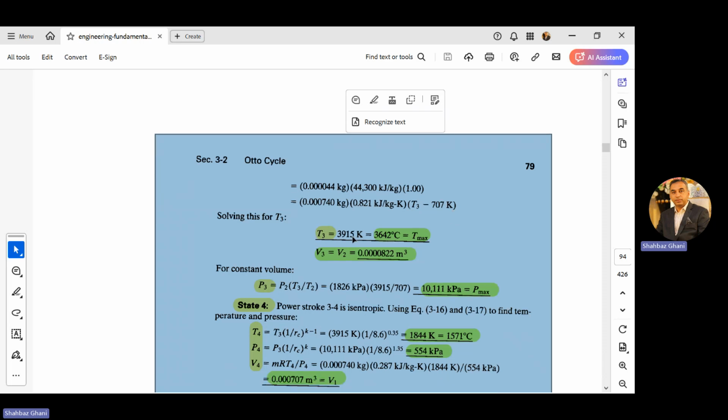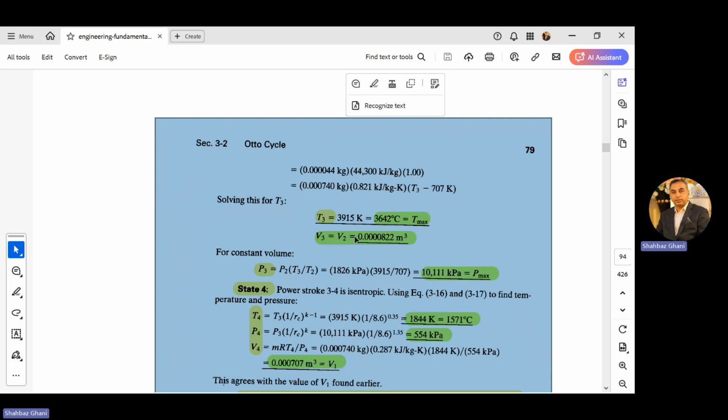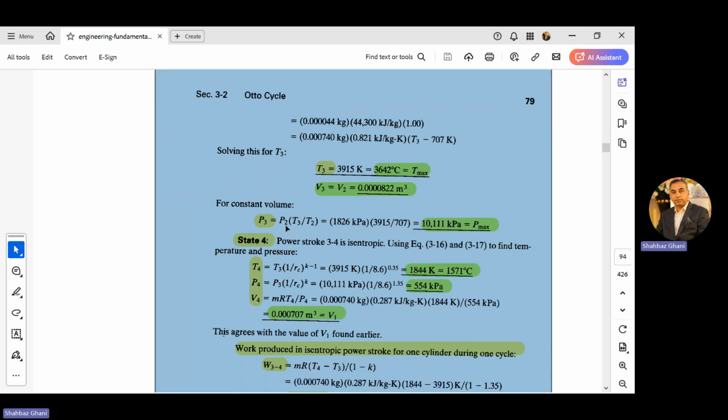So T3 is equal to 3915 Kelvin or 3642 degrees Celsius, which is your T max. Okay, T3 is T max, and volume remains the same. Because it's a constant volume process, V2 is equal to V3, which is the clearance volume, and that is this value. Now finding the pressure P3, putting the value in this equation at constant volume, we get the maximum pressure P3, 10,111 kilopascal, which is P max. So we got the T max and P max.